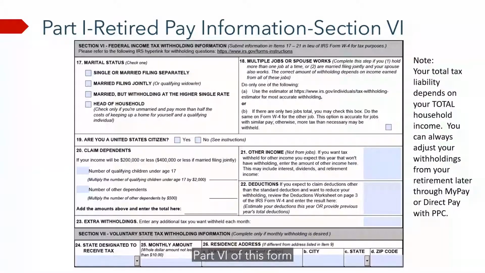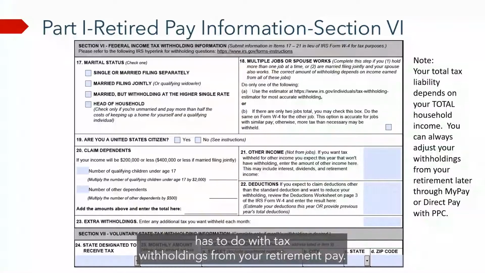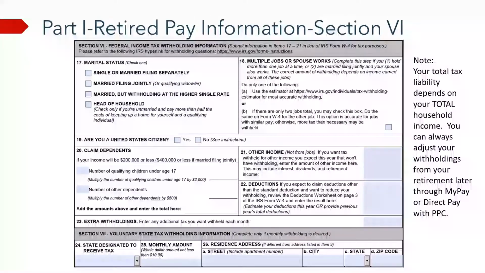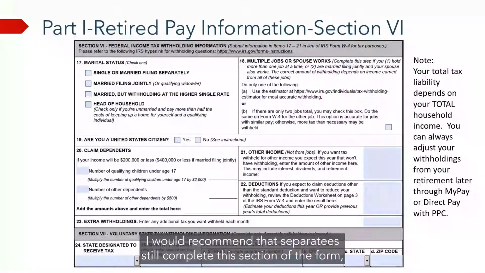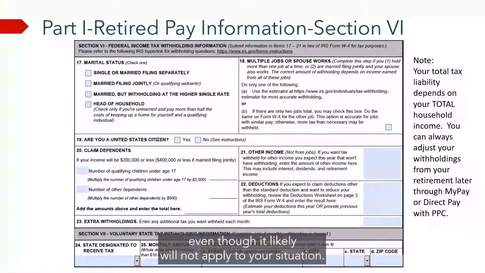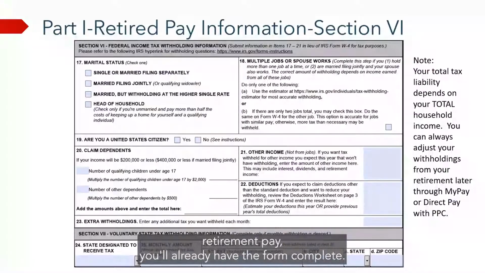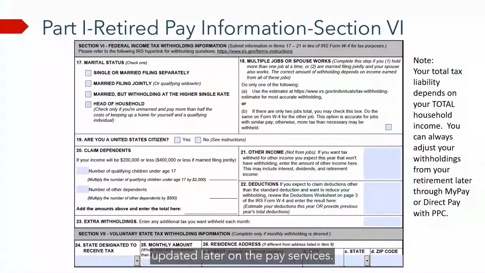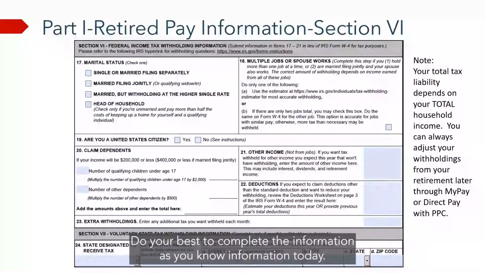Part 6 of this form has to do with tax withholdings from your retirement pay. I would recommend that separatees still complete this section of the form. Even though it likely will not apply to your situation, if anything changes and you do end up receiving retirement pay, you'll already have the form complete. Keep in mind that this section can always be updated later on the pay services. Do your best to complete the information as you know information today.